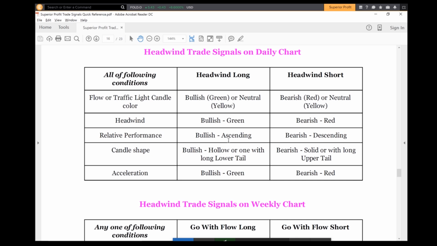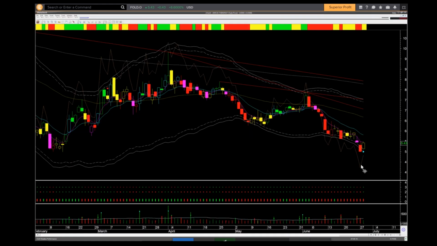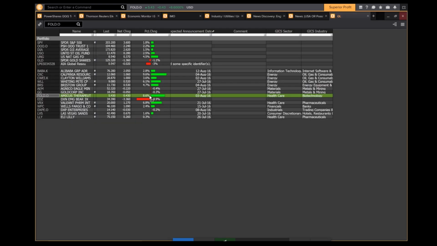Third checklist item, relative performance, bullish, ascending. Remember, for SPY, we ignored it because SPY was the broad market. But for this stock, we cannot ignore it. It's not the broad market. We want to see if it is doing better than the broad market. So yes, it did tilt up, and quite sharply, though it was falling earlier. Today it outperformed the market, which we could see from the quote list also: it went up by 8.6%, whereas SPY went up by only 1.8%. So it was hugely outperforming the market.